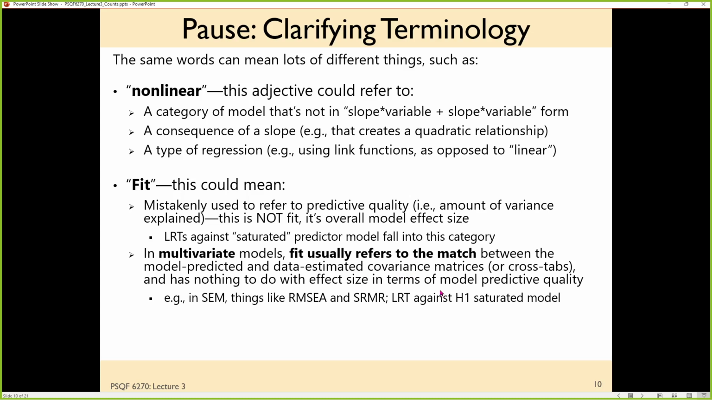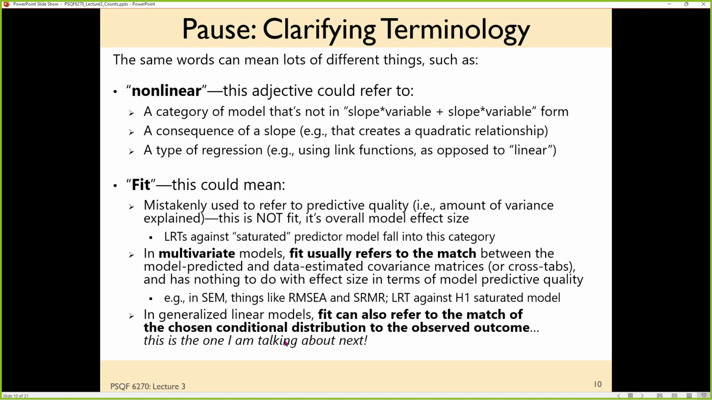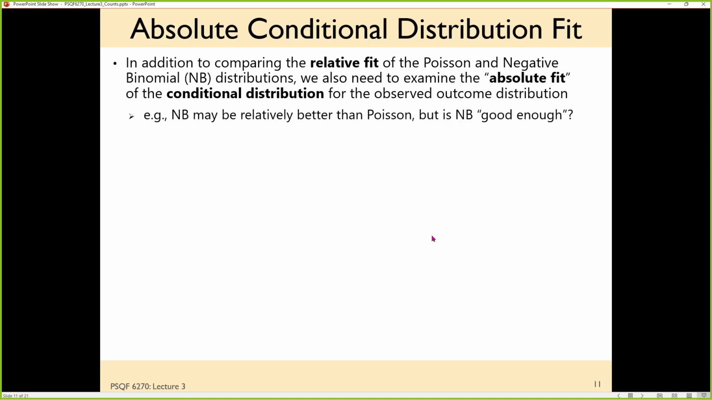But again, none of those have anything to do with whether or not a normal distribution is plausible. All of those tests are assuming it is. So that leads us to what I actually mean, which is the fit of the conditional distribution. How do we know that we actually have something that's plausible, not just better than alternatives, but plausible in and of itself? This is a new idea that does not show up a lot of the time in what I would call general models with normal residuals. We sort of take for granted that that's good enough. So absolute fit of the conditional distribution is what we're talking about.